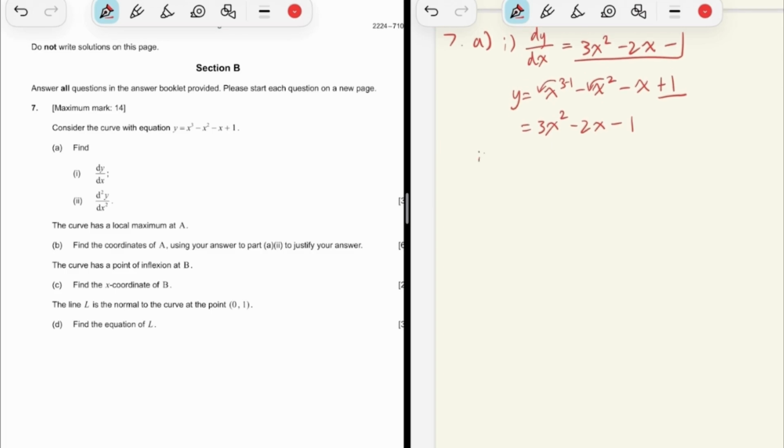And then for the second one, d2y over dx squared, we would repeat the process again, where we get 6x minus 2.